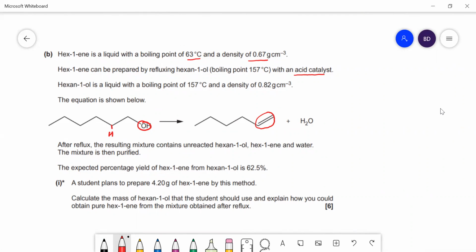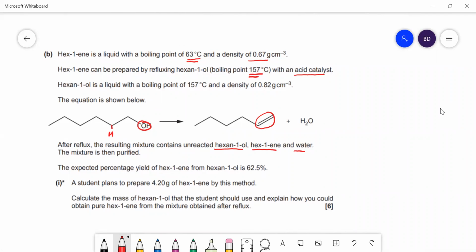Notice hexan-1-ol has a much higher boiling point than the hexene, and that's because you can form hydrogen bonds in hexan-1-ol, and you're only going to get London forces in hex-1-ene, which are of course weaker. Right. After the reflux, the mixture contains unreacted hexan-1-ol, hex-1-ene, and the water, and also the acid, and the mixture can be purified.